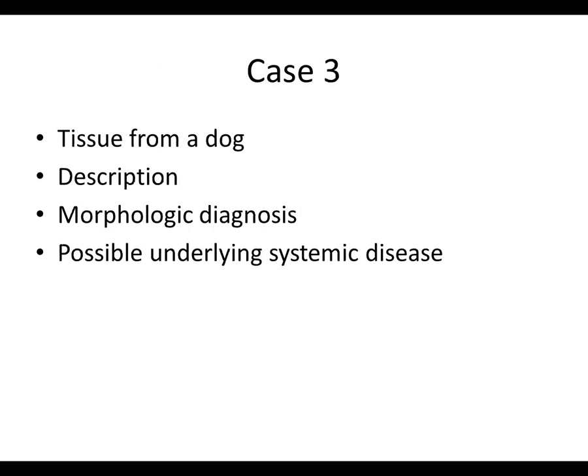So this is from a dog. Again, we gave the description: very hypercellular. We have immune complexes, and they're in a subendothelial location. So, Shannon, your diagnosis was?